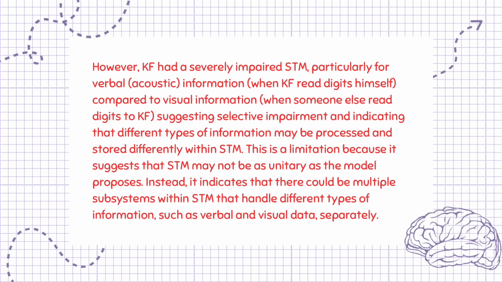However, KF had a severely impaired STM, particularly for verbal, acoustic, information, when KF read digits himself, compared to visual information, when someone else read digits to KF, suggesting selective impairment and indicating that different types of information may be processed and stored differently within STM. This is a limitation because it suggests that STM may not be as unitary as the model proposes. Instead, it indicates that there could be multiple subsystems within STM that handle different types of information, such as verbal and visual data, separately.